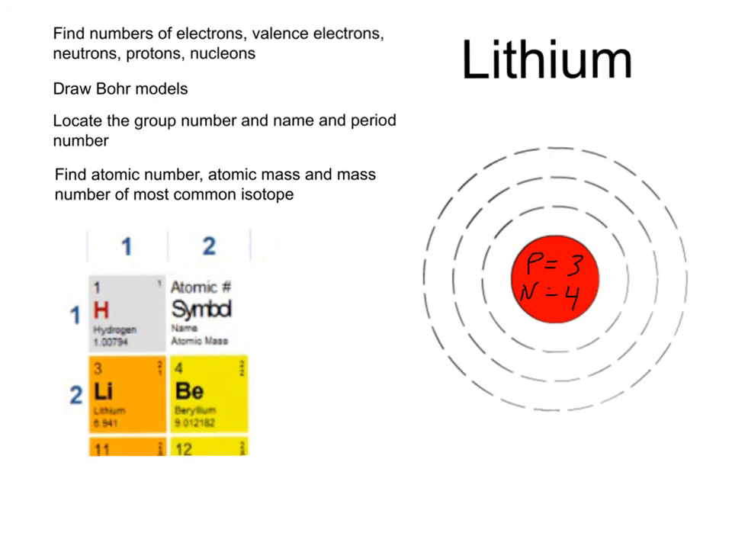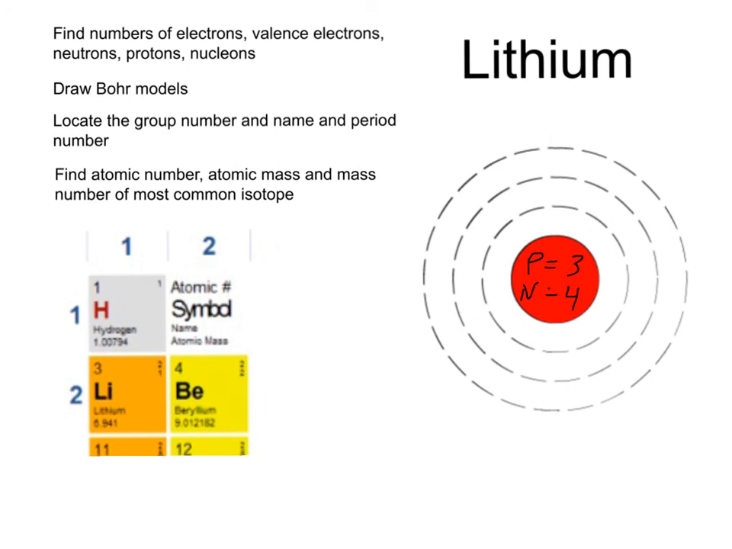Oh, I forgot to do this before for beryllium, but we should find the group and the period, right? So the group number for lithium is 1, and the period number is 2, and lithium is in the alkali metal group. Beryllium is in the alkaline earth metals, and it's in group 2, but it's also in period 2. Sorry about that.